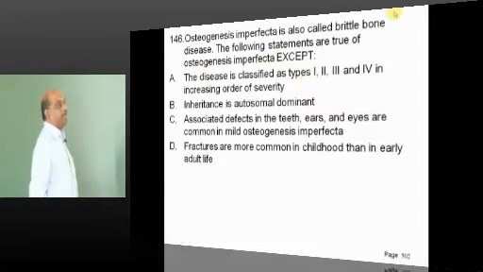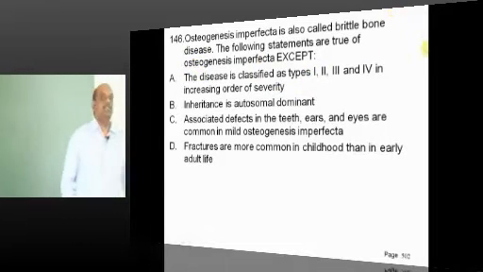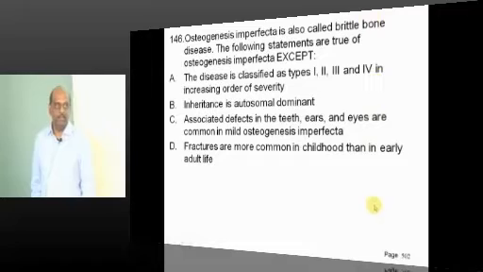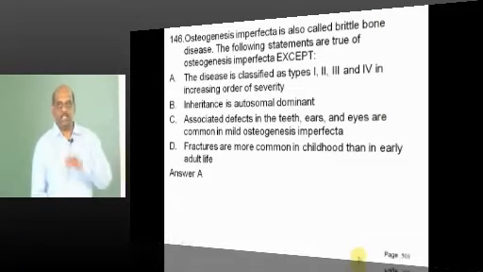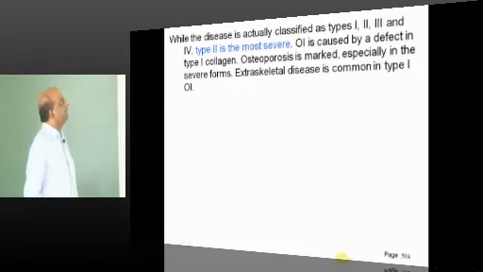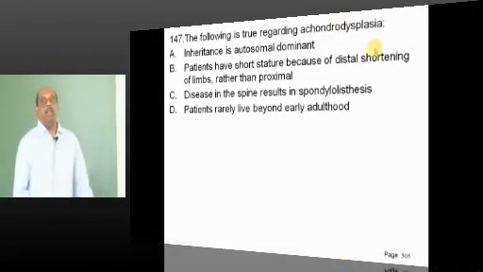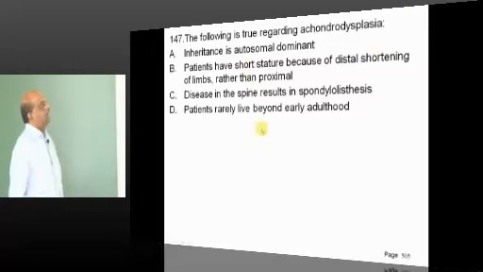Osteogenesis imperfecta. What is the most severe type of osteogenesis imperfecta? Type 2. Types 1, 2, 3, 4 do not mean 4 is more severe. Achondroplasia: autosomal dominant in nature.